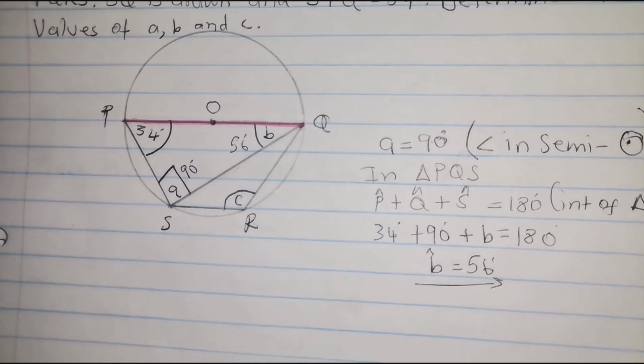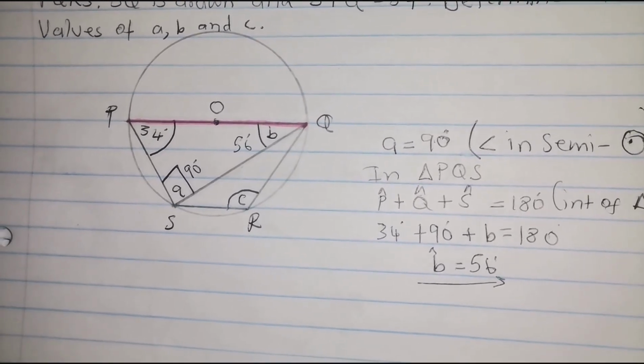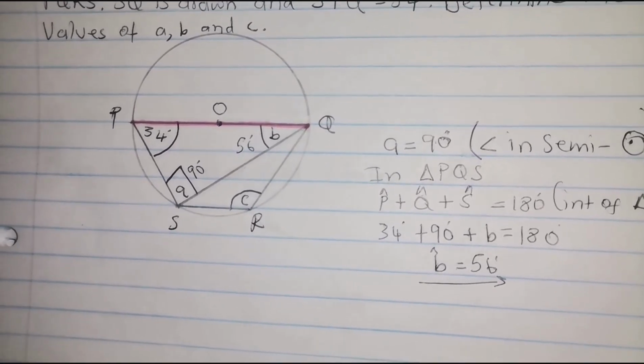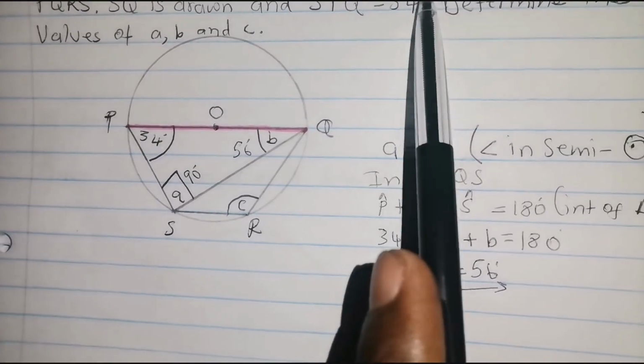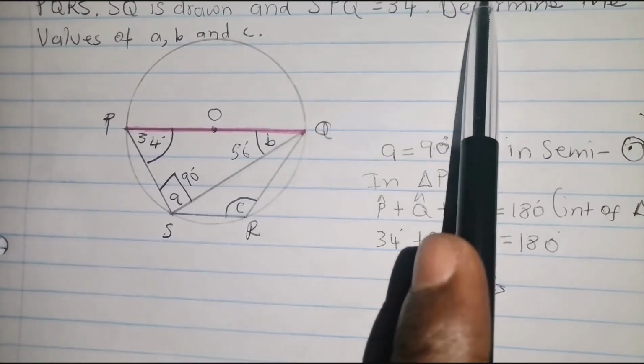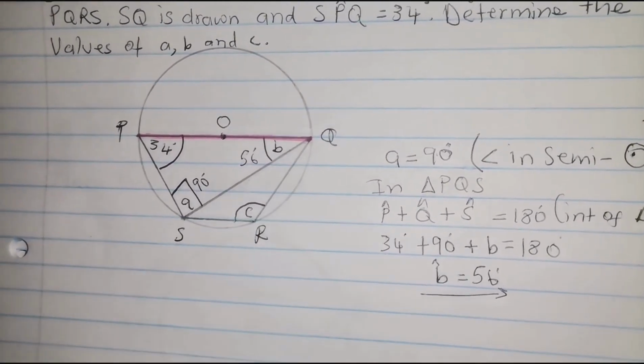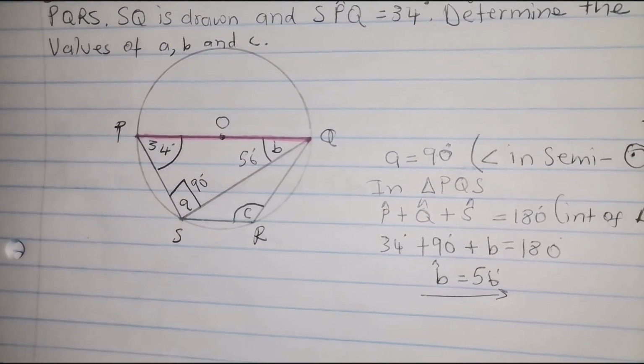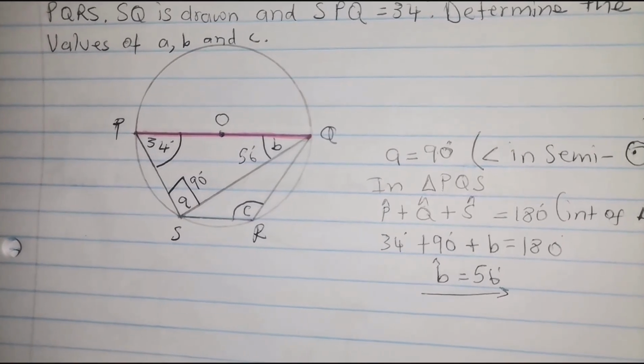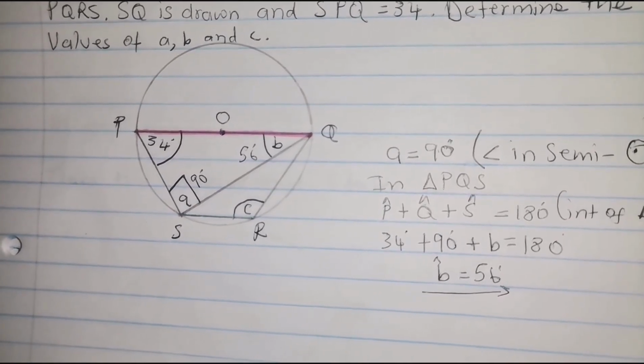How will you find angle SRQ? They have told you it is a cyclic quadrilateral. They've told you PQRS is a cyclic quadrilateral.